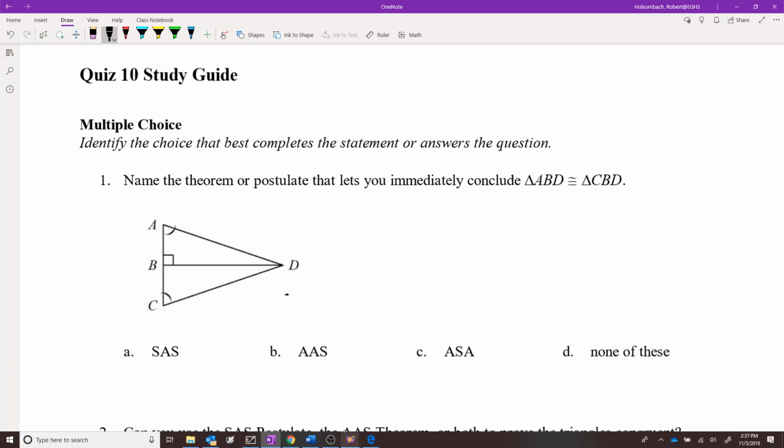Here we go. Number 1 asks you to name the theorem or postulate that lets you immediately conclude that triangle ABD is congruent to triangle CBD. In this diagram, the 90-degree angle in the middle of these two triangles means that both of these angles are 90. You've also got side BD that's in both triangles, so it's congruent to itself. In the triangle up top, you've got an angle and a side, and on the bottom you've got an angle and a side. So the triangles are congruent by angle, side.